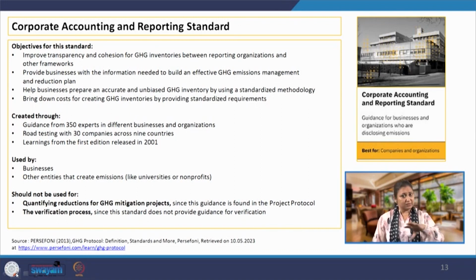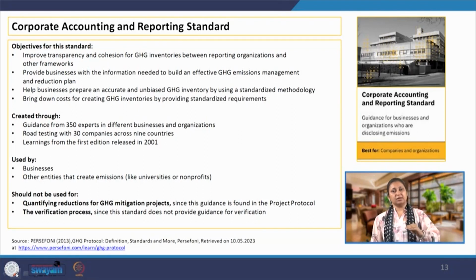For example, even the universities, the academic setups that we are in, can also be entities using this corporate standard. So, we are not corporates, academic institutions are not corporates, but they can also use these standards. This particular standard is not helping us quantify the reductions for the GHG mitigation projects. What we are doing, as I just mentioned, is only helping us in knowing, recording, reporting, measuring the emissions that are taking place.